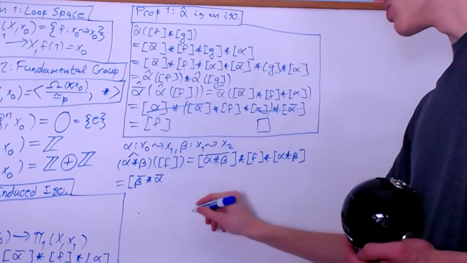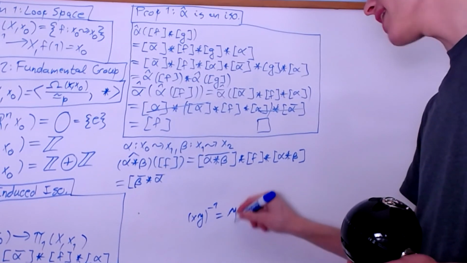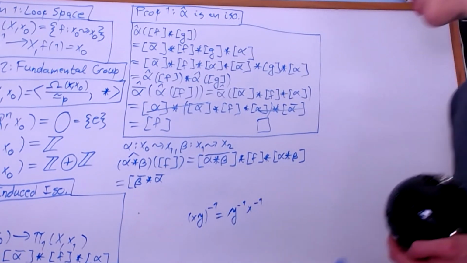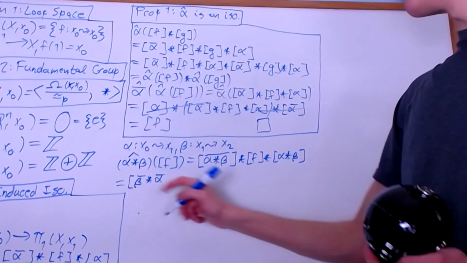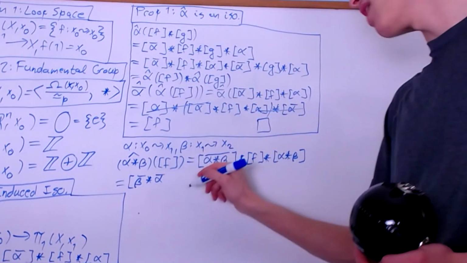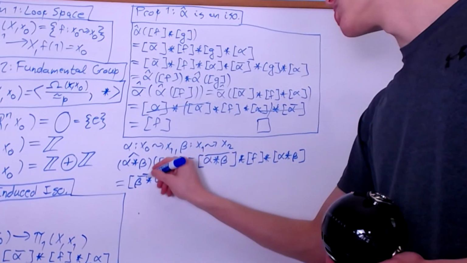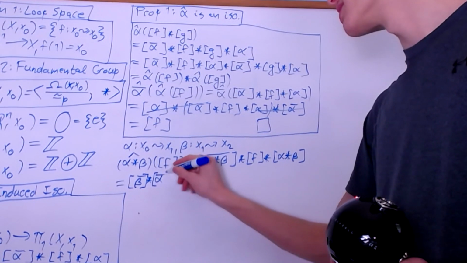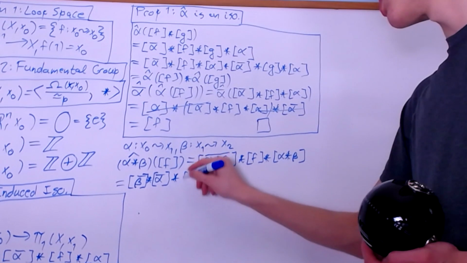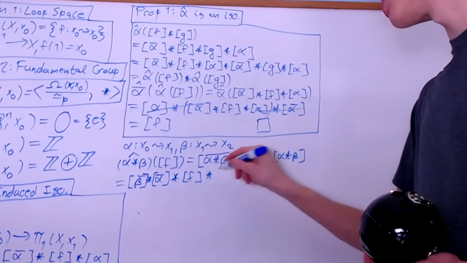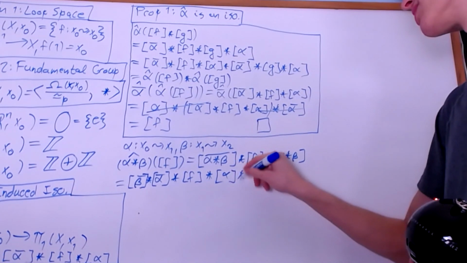And so that tells you that (xy) inverse is equal to y inverse x inverse. So when you take the inverse, you flip the order of the operation. And so we get beta bar times alpha bar. Now by properties of the equivalence class, I can just write them as their own separate equivalence classes. And then we star f star, and then right there I can separate those into their own equivalence classes.